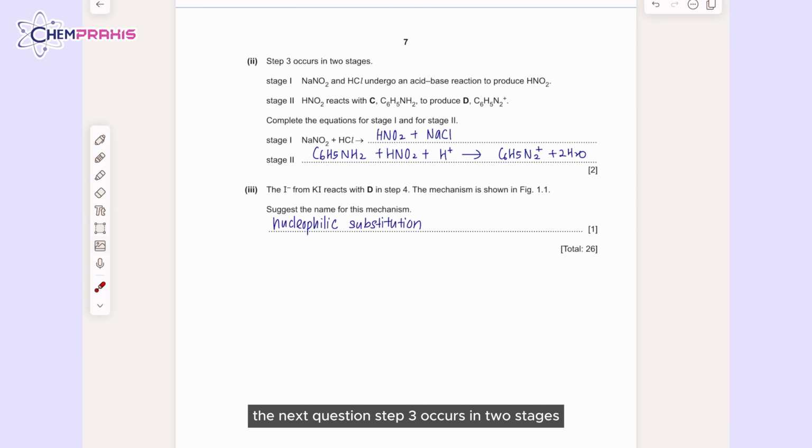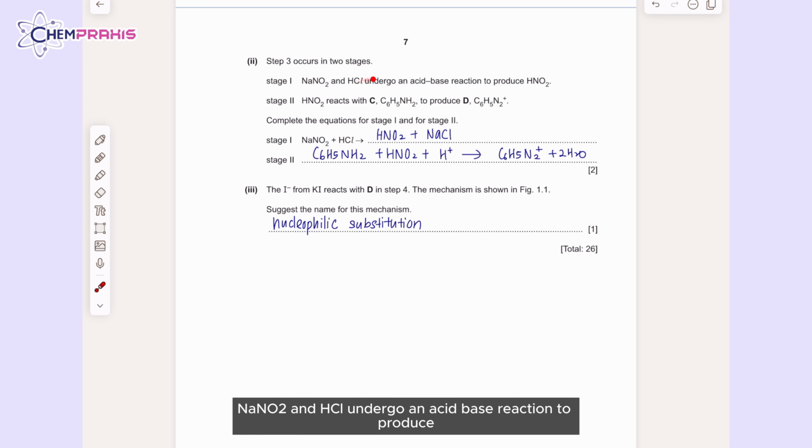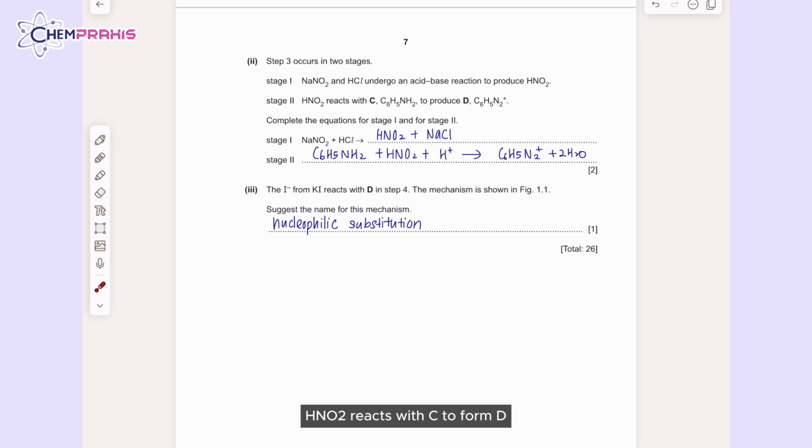For the next question, step 3 occurs in 2 stages. Stage 1, NaNO2 and HCl undergo an acid-base reaction to produce HNO2. Stage 2, HNO2 reacts with C to form D. Complete the equations for stage 1 and stage 2. So NaNO2 plus HCl will form HNO2 and NaCl. We call this nitrous acid. And then phenylamine reacts with nitrous acid in acidic condition to form benzene diazonium ions and water molecules. For Roman 2, the iodide ion from potassium iodide reacts with D in step 4.